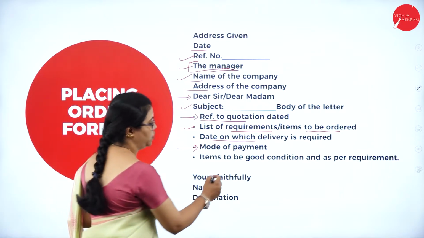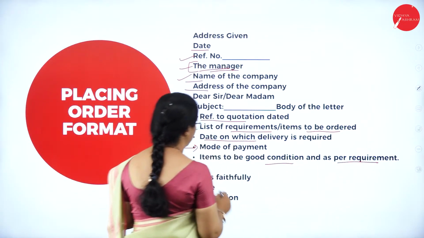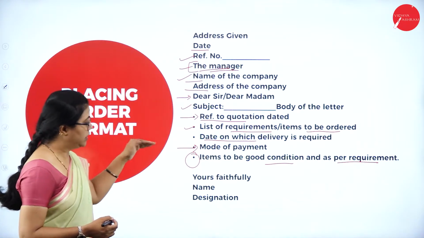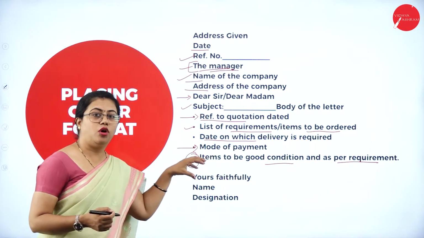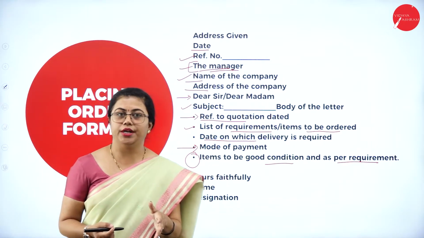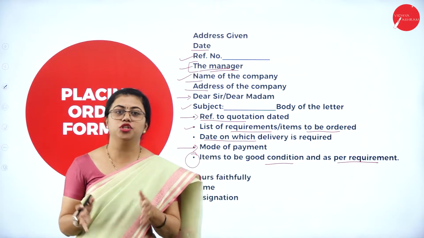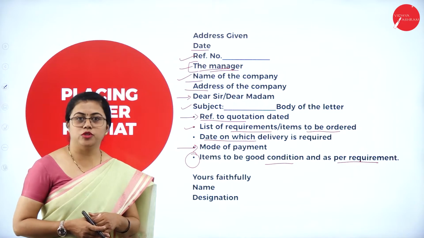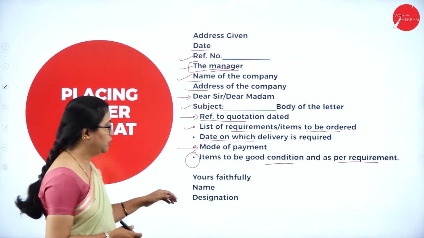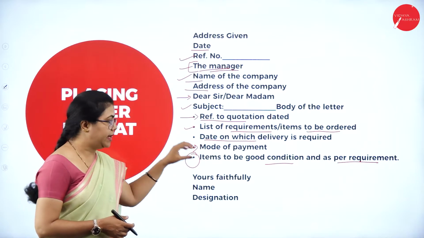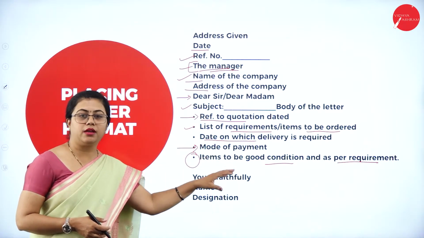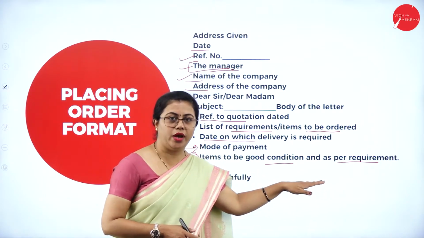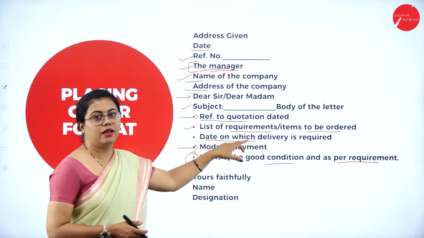Then, items to be in good condition and as per requirement. This is an extra condition that the person placing the order is writing here. This has to be mentioned because you ought to pay for items which are in good condition; if a bad product is supplied, it will serve no purpose for you. So that's the reason you need to specify this also. Tell them that the condition of the goods should be clear, the condition of the items should be very neat, and also as per requirement. So you are specifying your requirements.